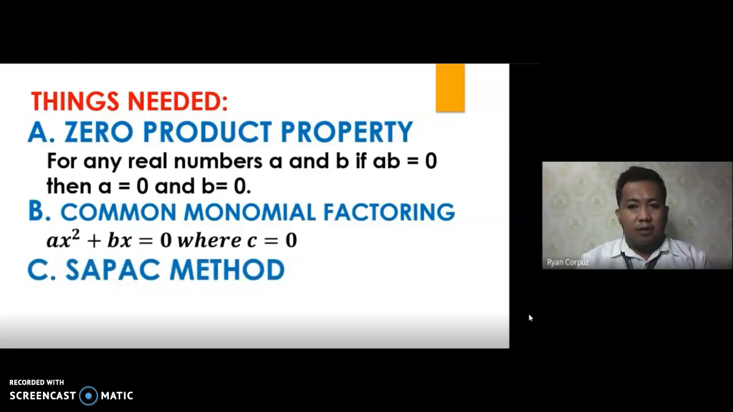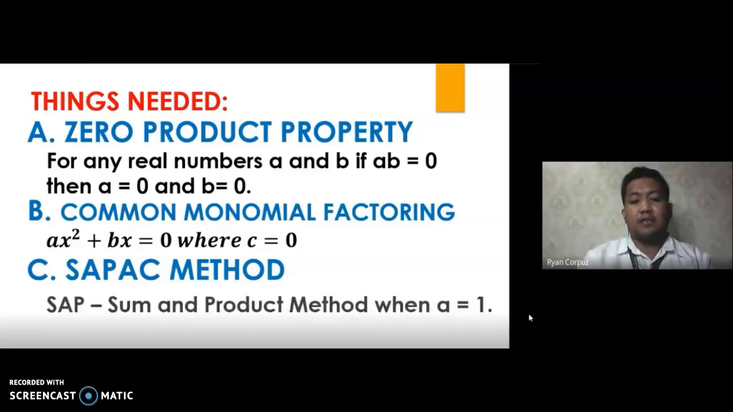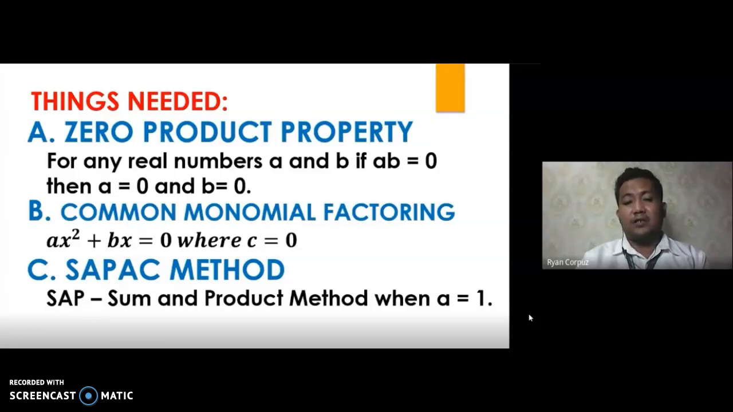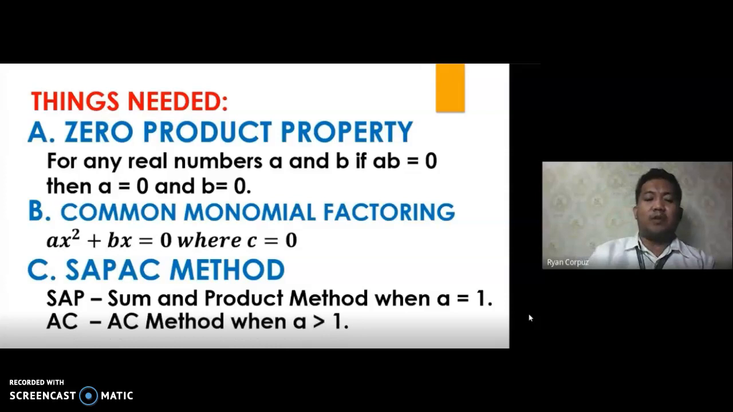Then third is what we call the SAPAC method. SAPAC method is a combination of two methods in factoring. SAP stands for sum and product method, and that method is used when the value of a in a given quadratic equation is equal to 1. But what if your a is greater than 1? That's the time that you are going to make use of the AC method. The AC method is used again when a is greater than 1.